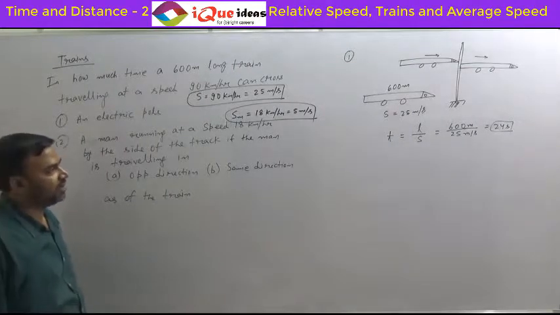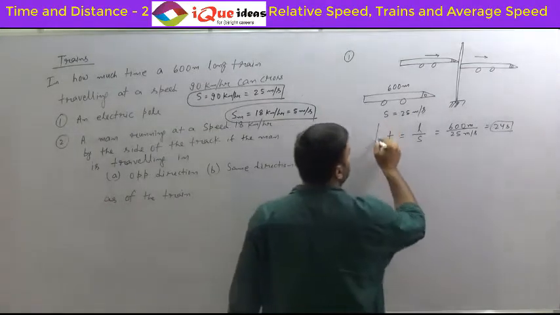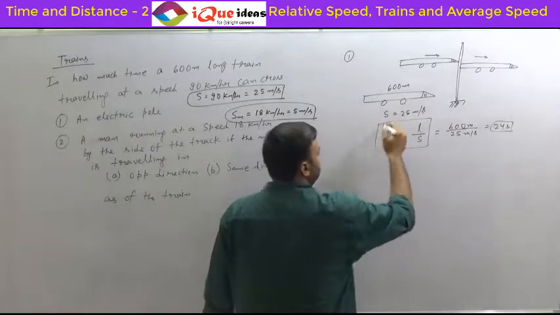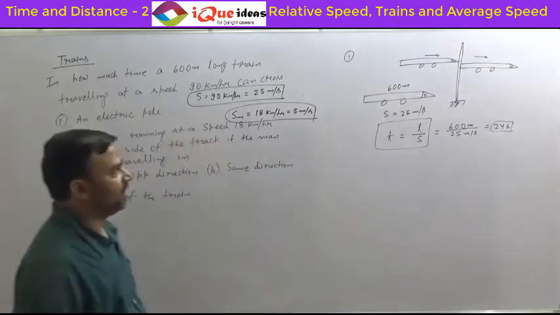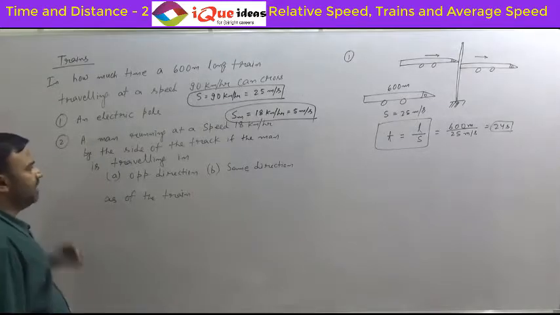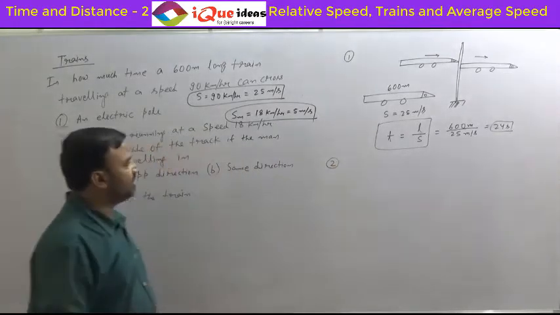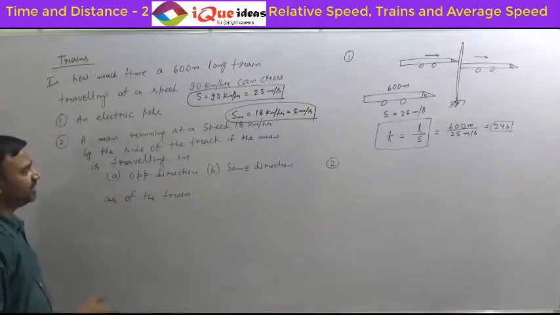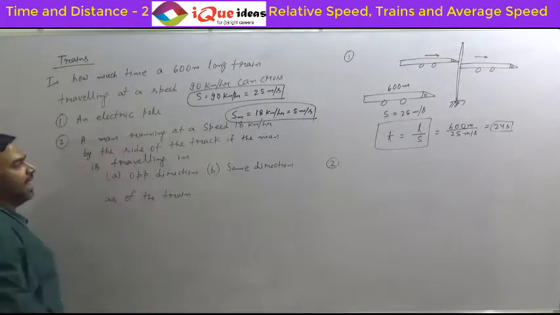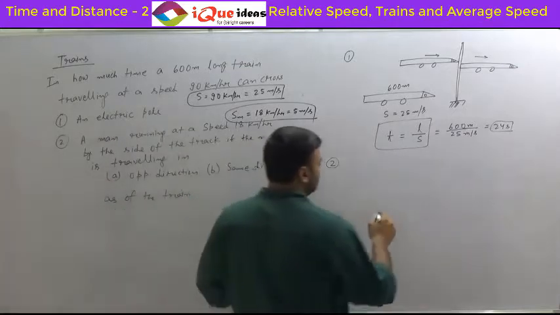So remember that. To cross an electric pole, the train needs to travel its own length. So the time taken will be its own length divided by its own speed. Now in the second case. What is the meaning of the second case? The meaning of the second case is like the pole has started moving. I mean, there is no pole. Instead of a pole, now there is a man. Right? So now what will be the situation?